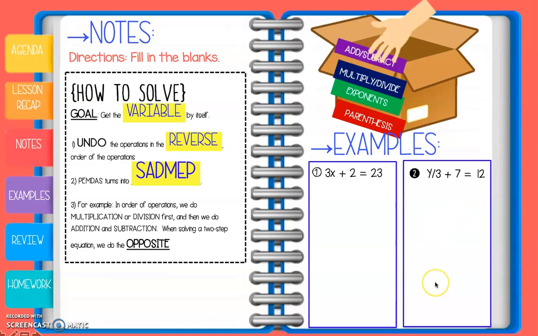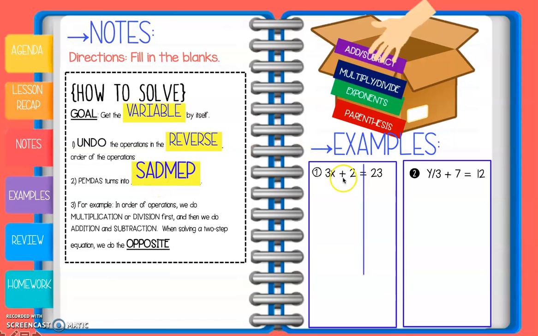Okay, so here are two examples we're going to take a look at. Just like with our one-step equation, the first thing we're going to do is draw our line down the equal sign to remind ourselves whatever we do on the left, we've got to come over here and do on the right. To keep our equation balanced, whatever we do on one side, we have to do on the other. So if we're using our SADMEP, we're going to do our subtraction and our addition first.